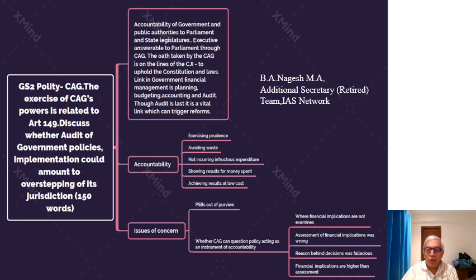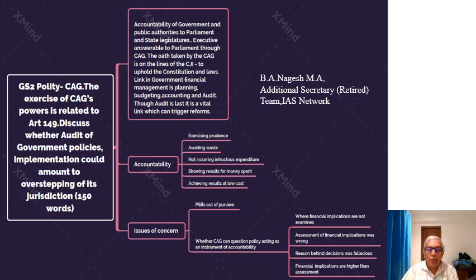For instance, I remember in one of the Zilla Parishads, the president of the Zilla Parishad wanted the funds under MGNREGA, which are used for maintenance, to be used for buying a new car for the office. So this is not allowed. So this is infructuous expenditure.